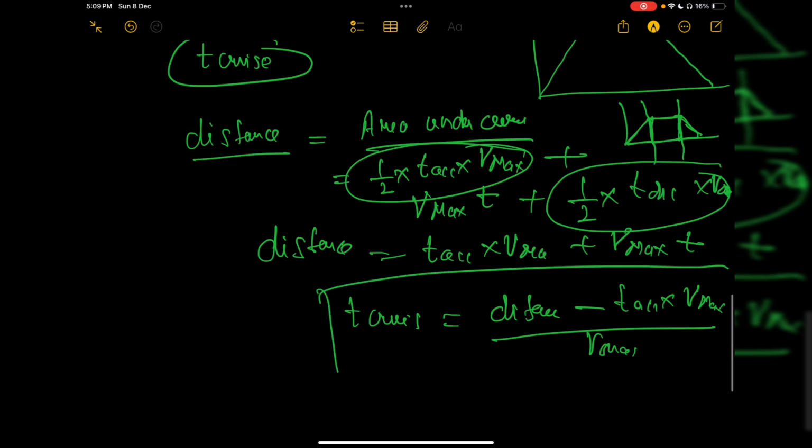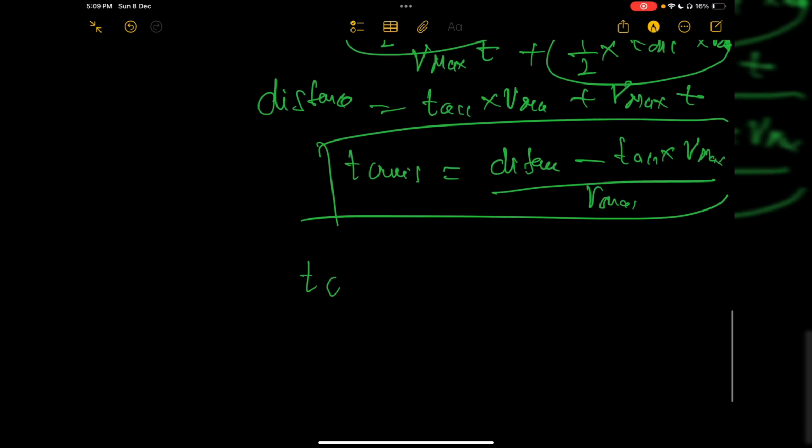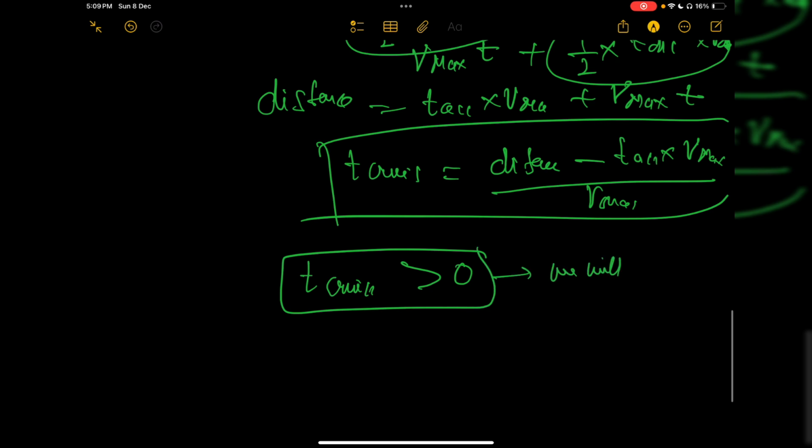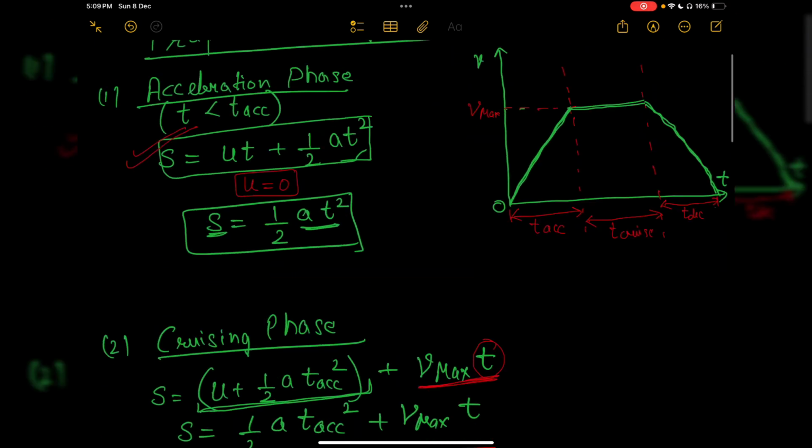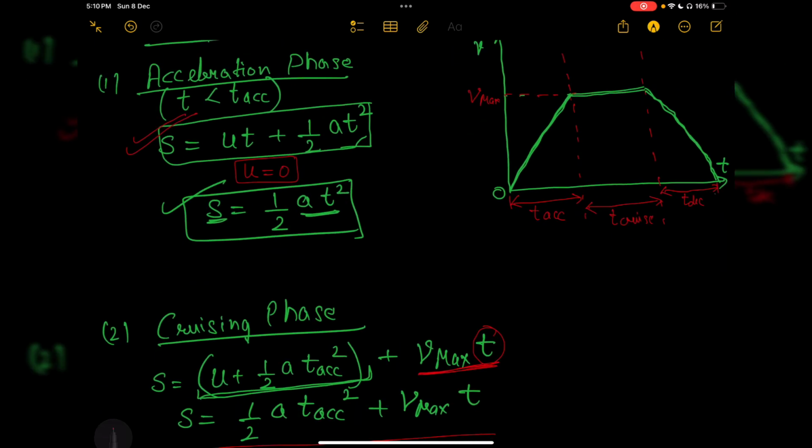If we find that this t cruise is greater than 0, that means we will have three phases. Otherwise we will have only two phases, and this is decided basically on the joint which has to follow the maximum distance. So this is the mathematics behind this. So after finding this s, we have to find a point, for example this point. So what is this point? That is the start angle.